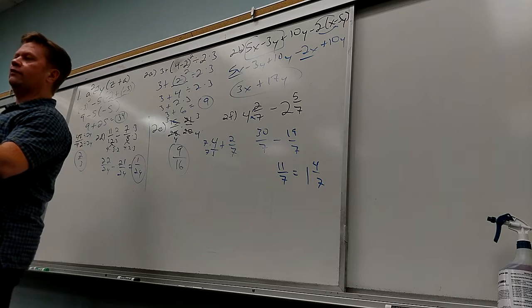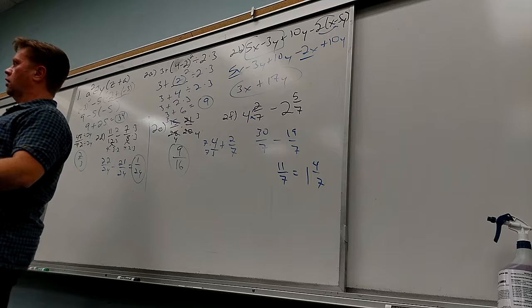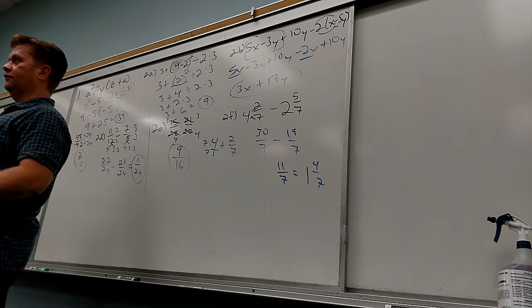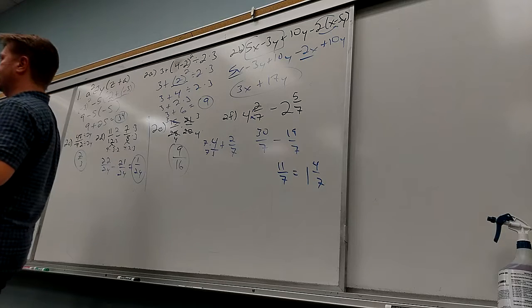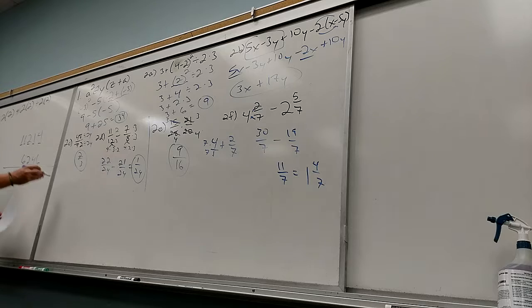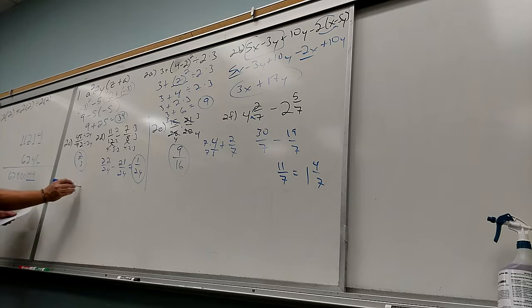So what's 5 less than 3? 3 minus 5. So that's negative 2, right? If I have $3 and I owe you $5, I'm in the hole $2. So if I say 5 less than 3, that's 3 minus 5, which is negative 2. I owe more than I got, so I'm in the hole.